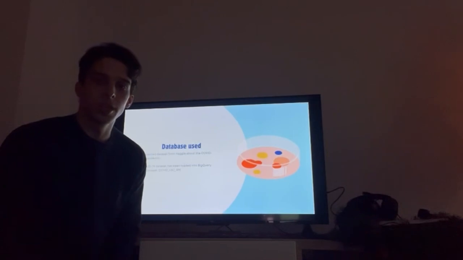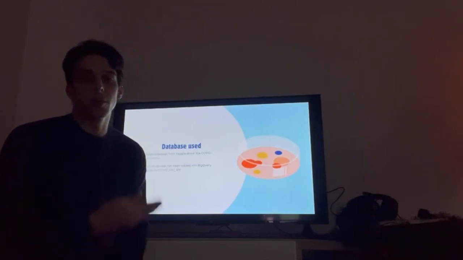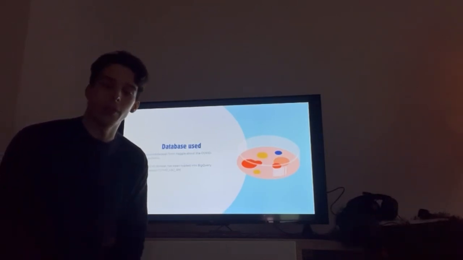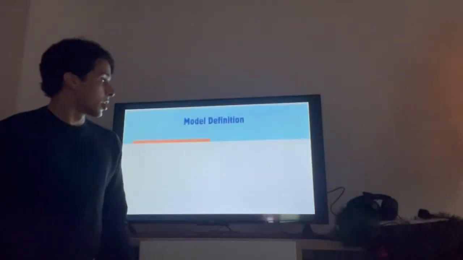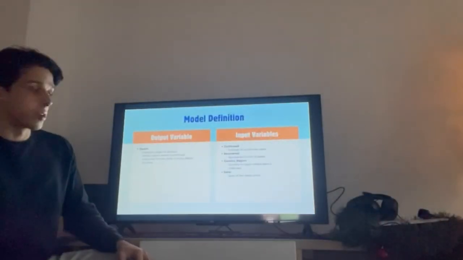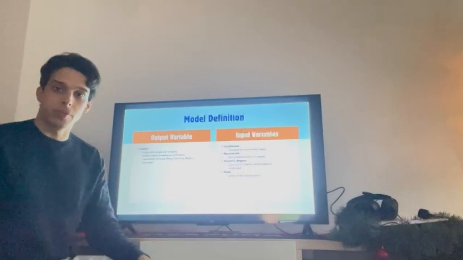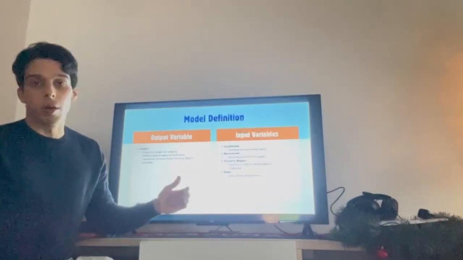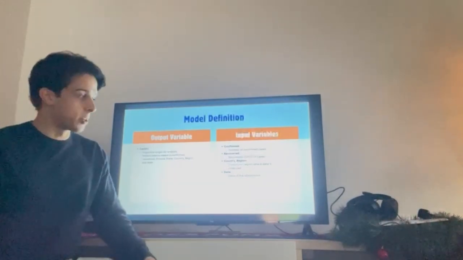The database we used is extracted from Kaggle and was put into Google BigQuery for analysis and machine learning. The variables are the following. There are 5 of them. The input confirmed, which is the number of confirmed cases. Recovered, the number of recovered COVID-19 cases.